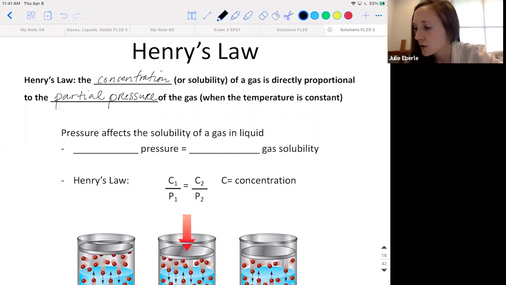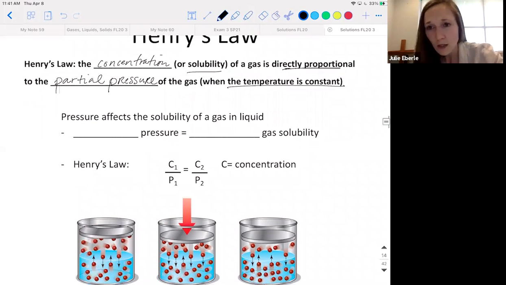The concentration or solubility of a gas is directly proportional. That means if one increases, the other increases. If one decreases, the other decreases. Concentration or solubility is proportional to the partial pressure of the gas when temperature is held constant. So let's look at the numbers and the variables for the law to understand this further. In other words, we could say pressure affects the solubility of a gas in a liquid.